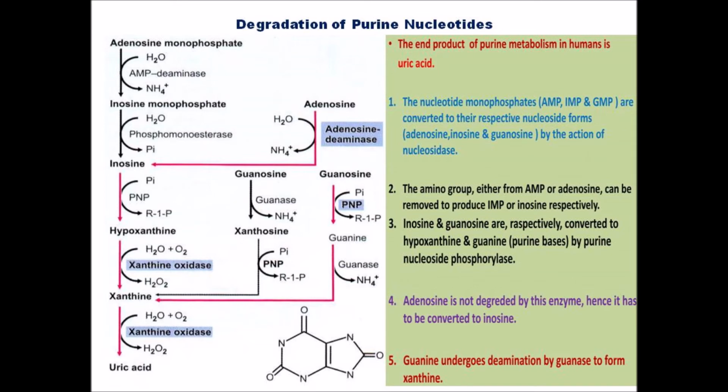respectively. In the third step, inosine and guanosine are respectively converted to hypoxanthine and guanine, that is purine bases, by purine nucleoside phosphorylase. In the fourth step, adenosine is not degraded by this enzyme, hence it has to be converted to inosine. Guanine undergoes deamination by guanase to form xanthine, and finally xanthine oxidase converts xanthine to uric acid.